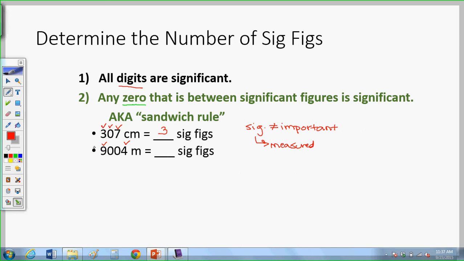This is a pretty big sandwich, but these zeros are between significant figures, so therefore they are significant. And again, by significant, I mean measured. And so I'm going to go ahead and put check marks above those zeros as well. They are measured. And so I will say I have 4 significant figures in this measurement.